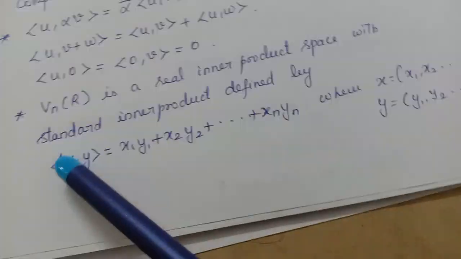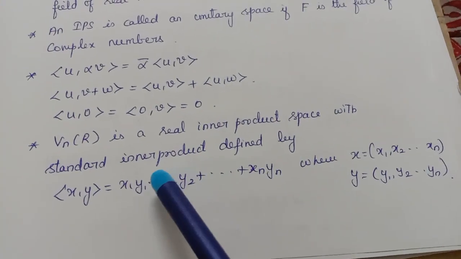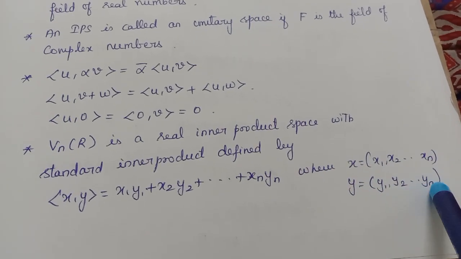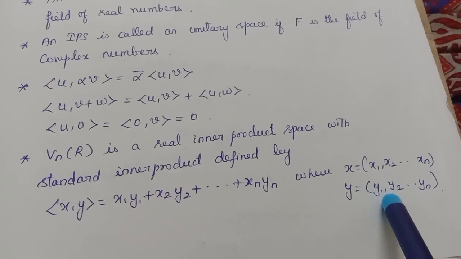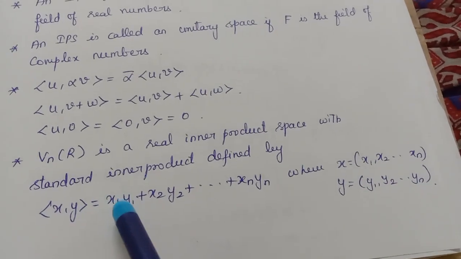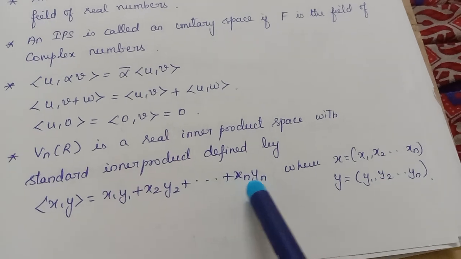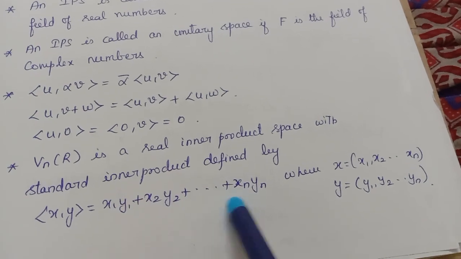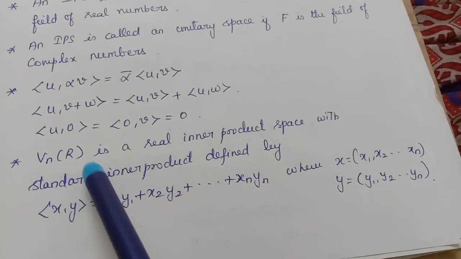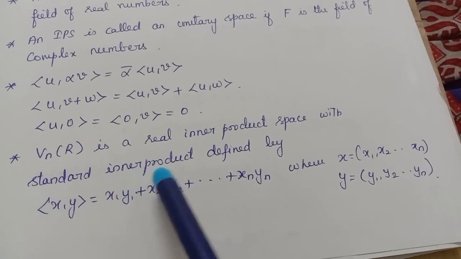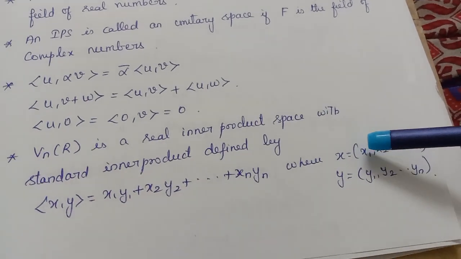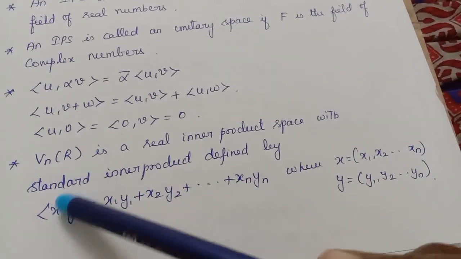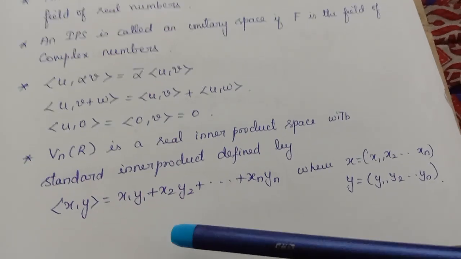Now we are going to define the standard inner product in Rn. Rn means the set of all n-tuples of the form x1, x2, etc., xn, and y1, y2, etc., yn. In this space, I am defining inner product of (x, y) equal to x1 y1 plus x2 y2 plus x3 y3 plus etc., xn yn. With respect to this inner product, this will be an inner product space, and this inner product is called the standard inner product. So what is the standard inner product? Multiply first coordinate with first coordinate plus second coordinate with second coordinate plus etc. This is called the standard inner product on Rn.